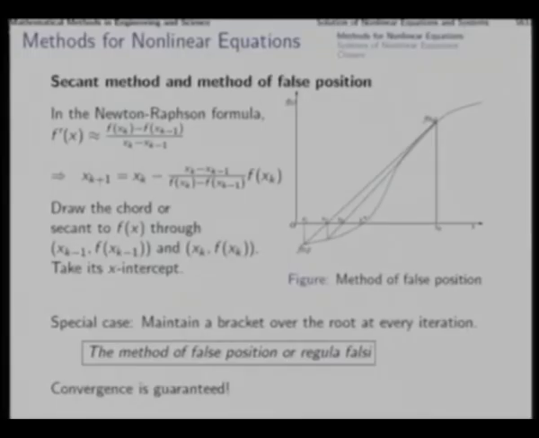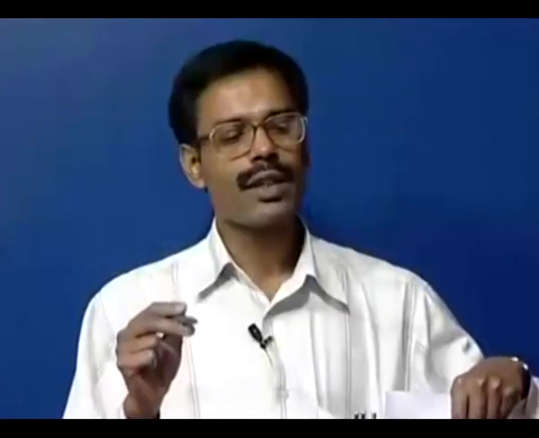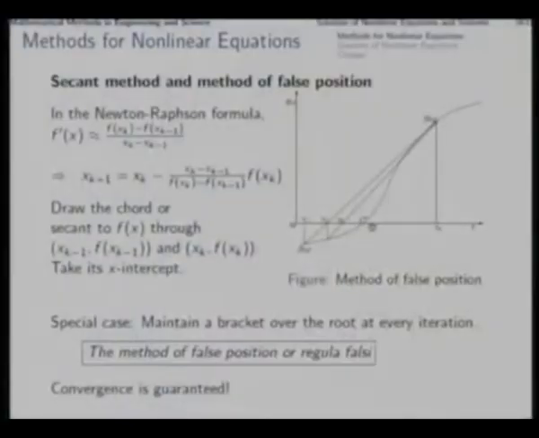Now, this is the secant method, and a particular case of the secant method is one in which the initial 2 points are taken in such a manner that the function value is positive on one side, negative on the other, and at every step that bracket is maintained. That method is a special case of the secant method, and that is called regula falsi or method of false position. In this particular case, since we are maintaining a bracket always, convergence is guaranteed. This is a very reliable method.